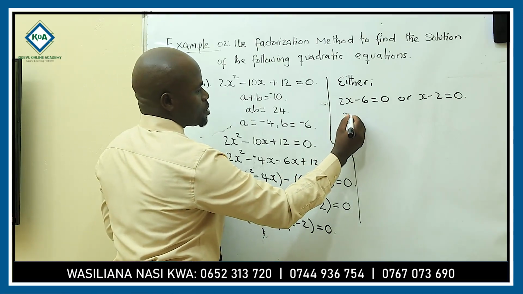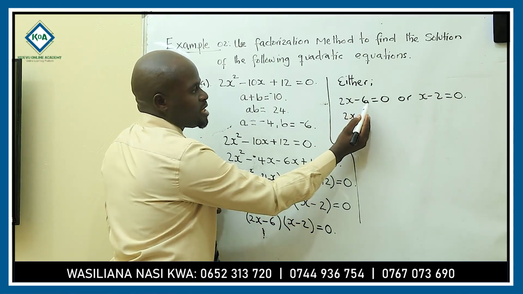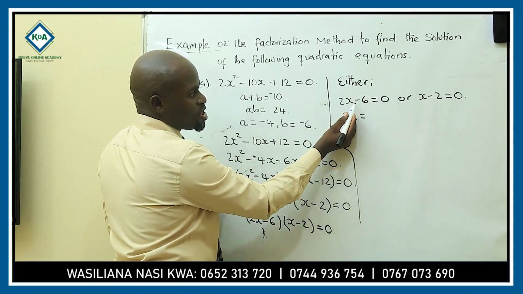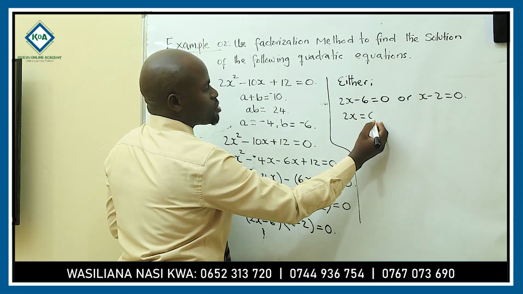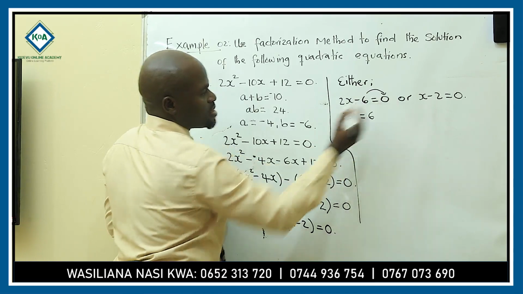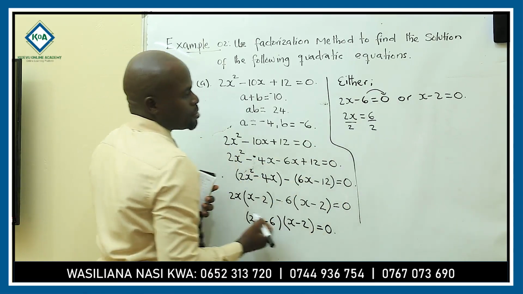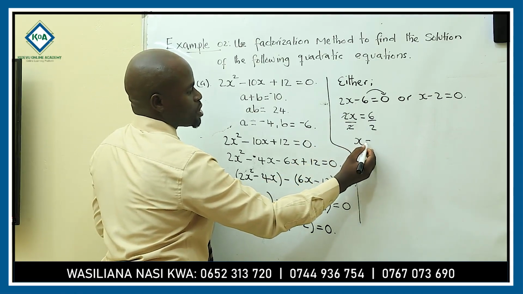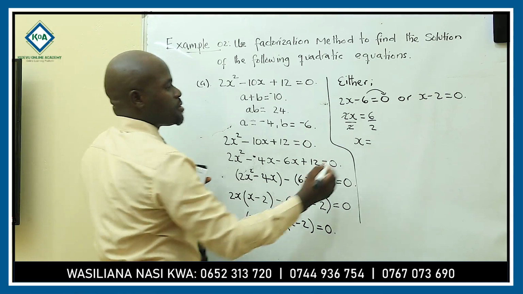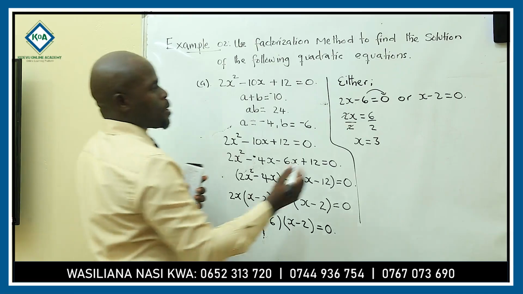Starting with this, 2x is equal to, now shift this negative 6 to the other side. Here it is minus, when it goes there, it will be plus. So 2x is equal to 6. Then we divide by 2 on both sides. 2 and 2 cancel. We remain with x is equal to 6 divided by 2. The answer is 3.